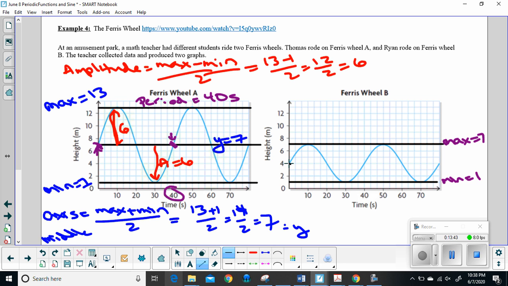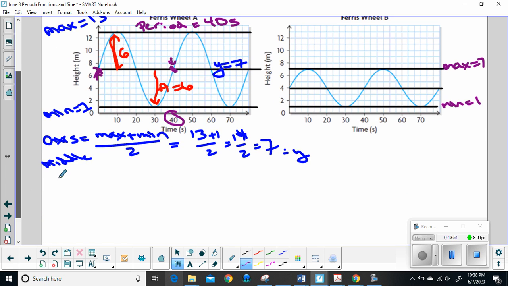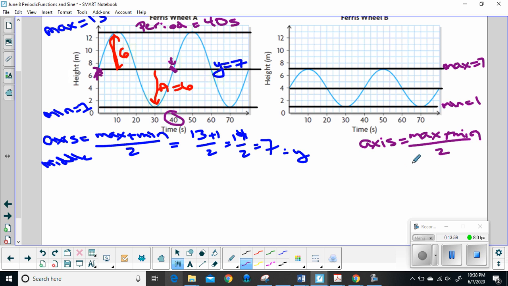So the middle line in between here, I can see that it's happening at 4, and let's just check, right? We should always check, make sure that we're calculating things properly. So my axis is max plus min divided by 2. 7 plus 1 divided by 2 gives me 8 over 2. Oh yeah, that's 4. So y equals 4. There's my axis. Good. Okay.